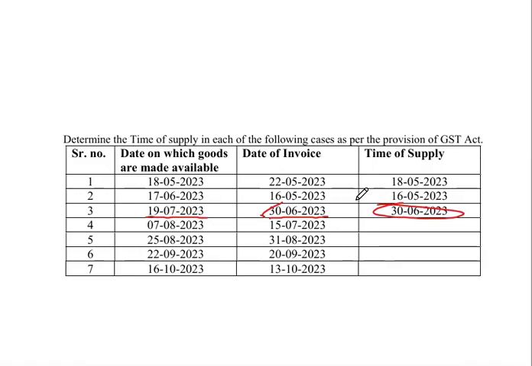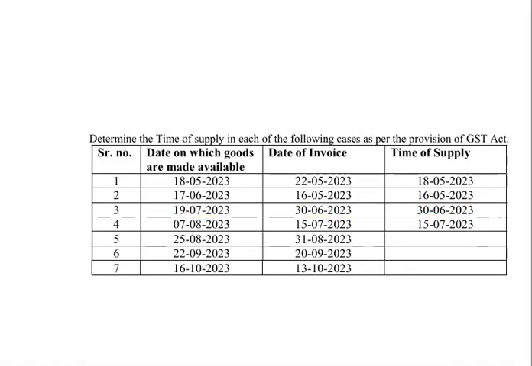The next transaction, the fourth one: the date on which goods are made available, that is the last date of invoice to be issued, is 7th August 2023, and the date of invoice is 15th July 2023. From both of them, whichever is earlier, 15th July will be the answer. That will be the time of supply.